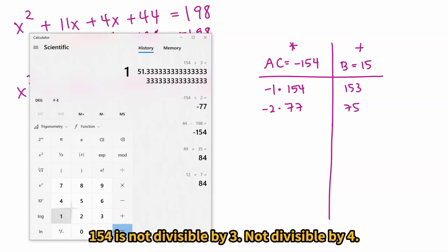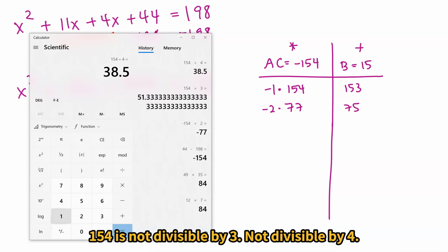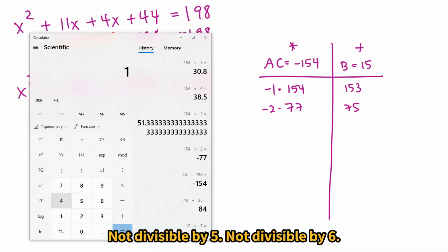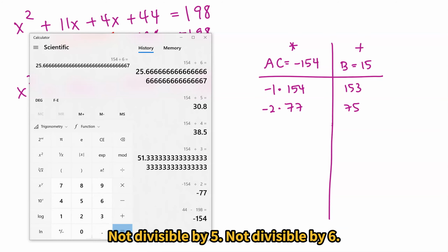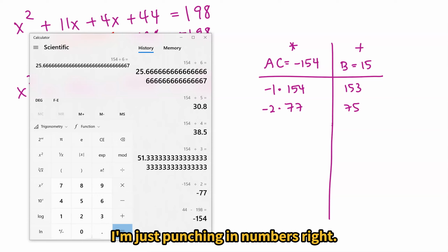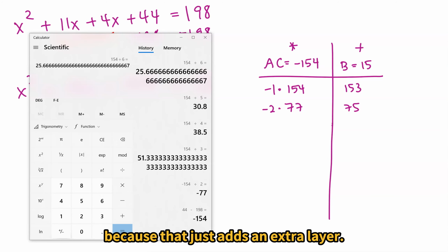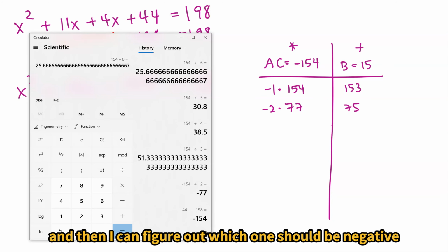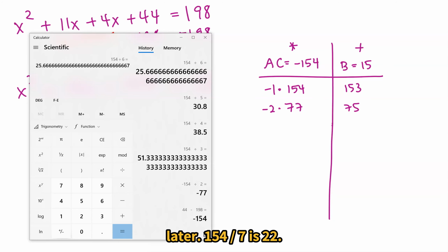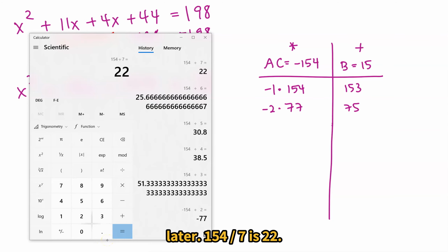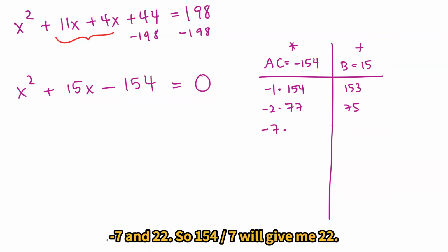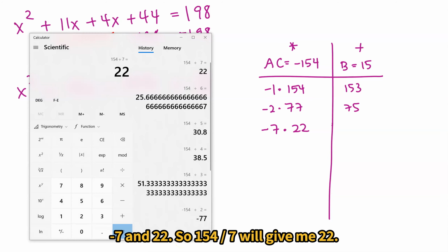154 is not divisible by 3, not divisible by 4, not divisible by 5, not divisible by 6. I'm just punching in numbers, right? I'm ignoring the negative sign right now because that just adds an extra layer. I just want the numbers, and then I can figure out which one should be negative later. 154 divided by 7 is 22. Negative 7 and 22. So 154 divided by 7 will give me 22.